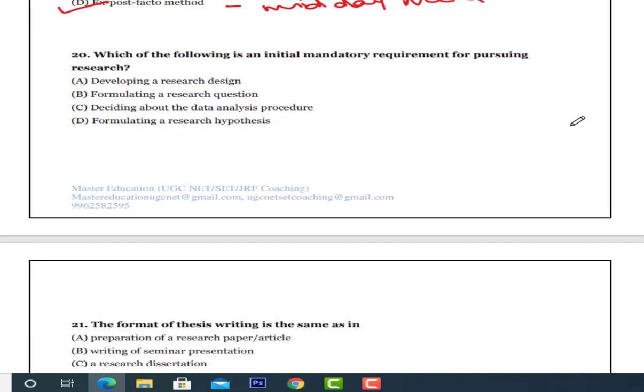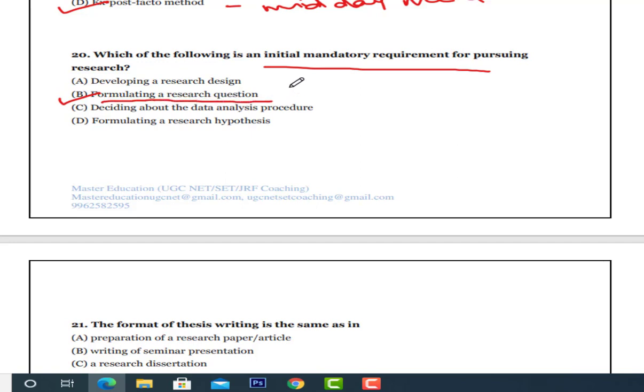The next one, which of the following is an initial mandatory requirement for pursuing research? So, which is the initial mandatory requirement for pursuing research? Developing a research design, formulating a research question, deciding about the data analysis procedure, and formulating a research hypothesis. First of all, the initial mandatory is formulating a research question.